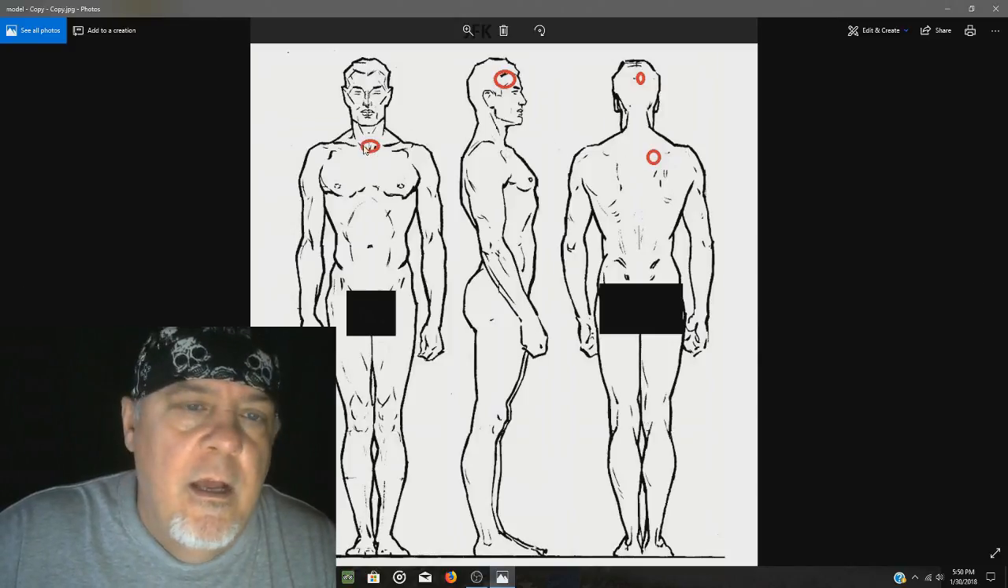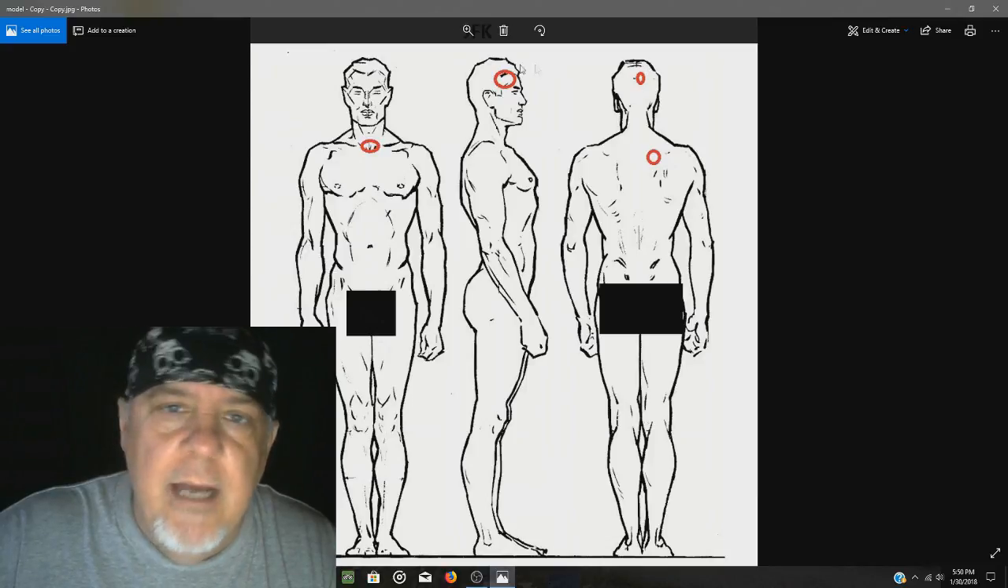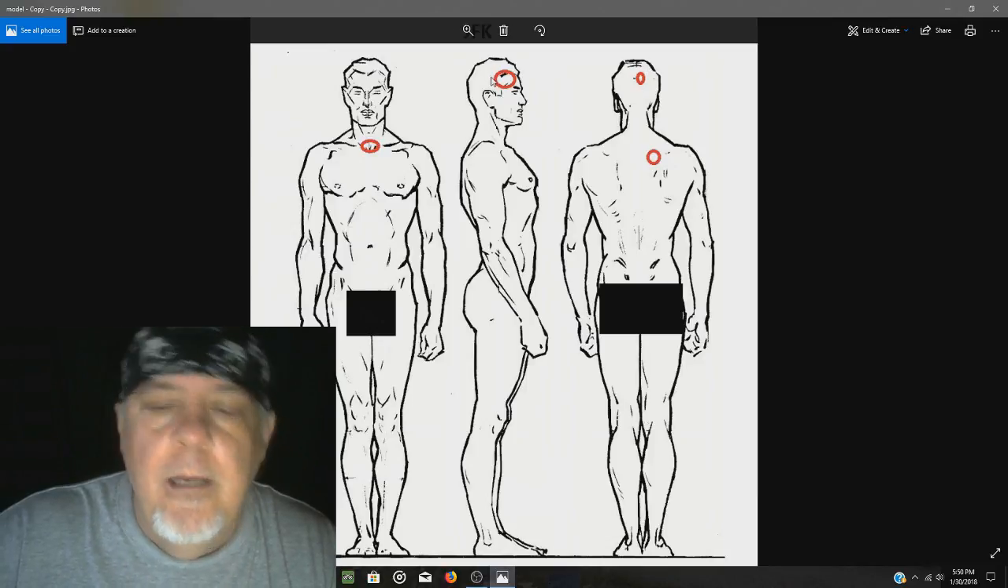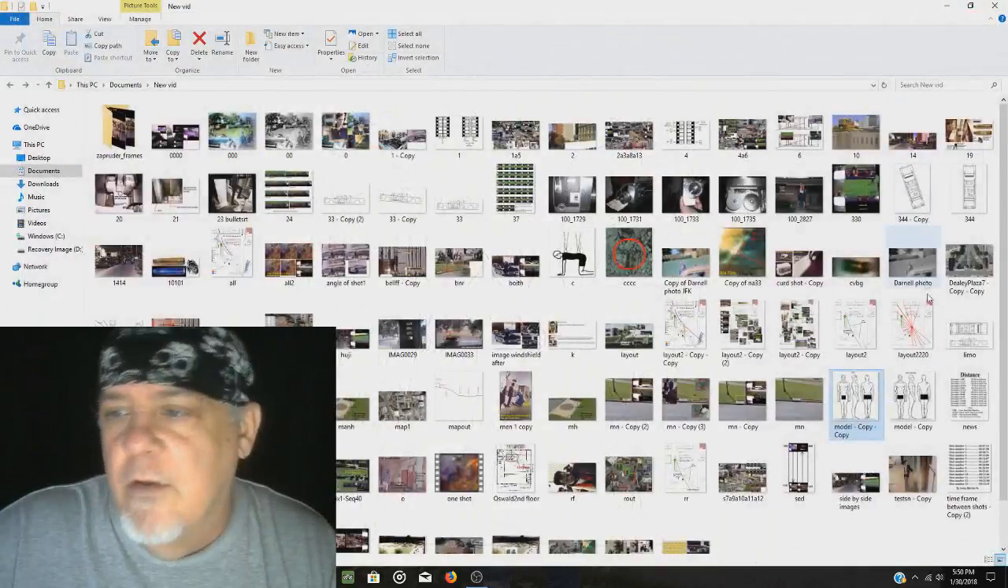You got one here, exit wound here. You got another entry wound here, another entry wound here, and then another one up on the side, which would be up in this location right here. Okay, I had to mark that down as well, just like when I did Governor Connally.